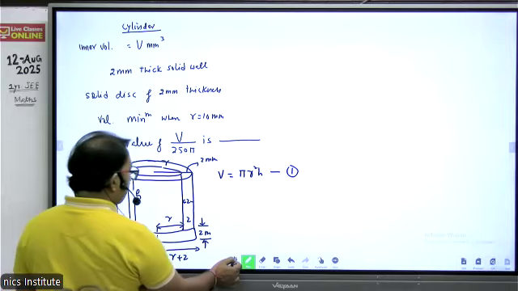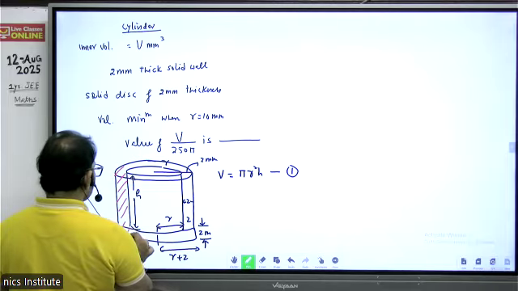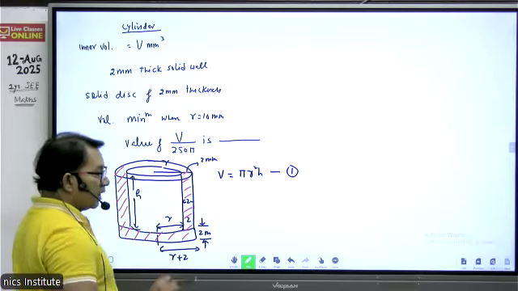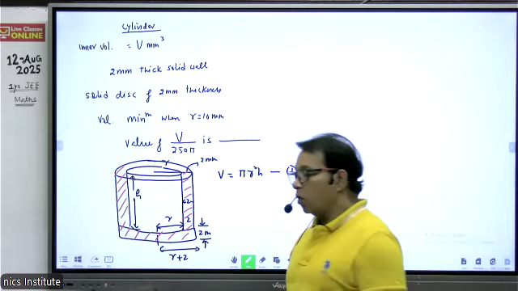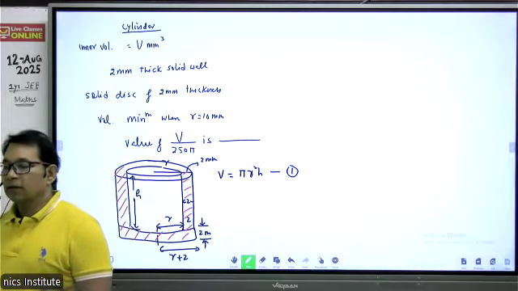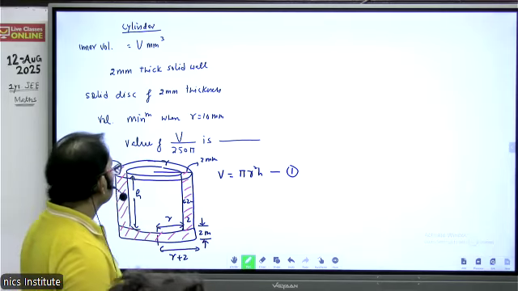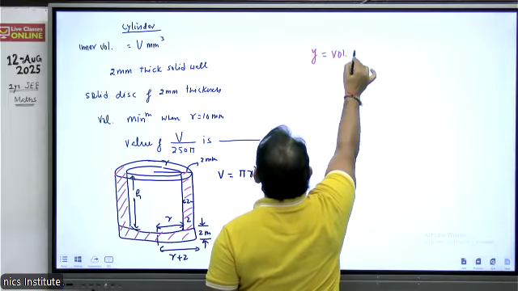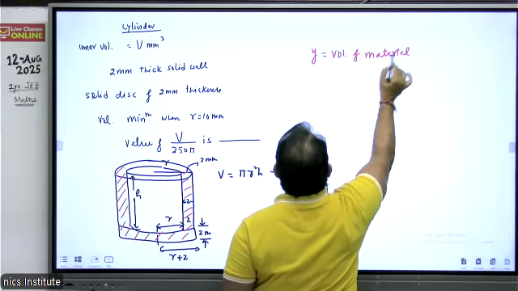So what do you have to minimize? The material. We want to minimize the material. Material cost has to be minimized. Volume of material is to be minimized. The one I've shaded has to be minimized. So volume of material I'll take as Y. This has to be minimized because the costing has to be least.